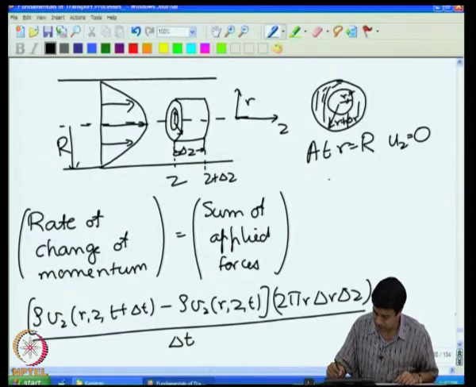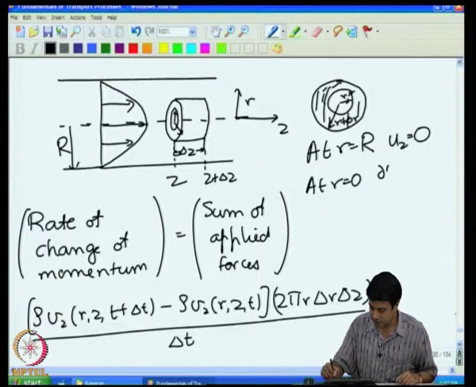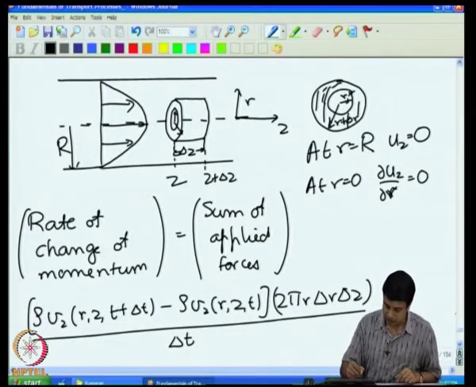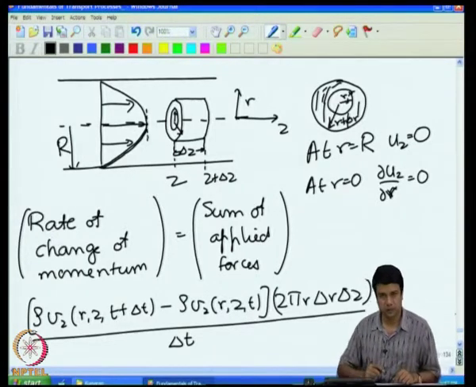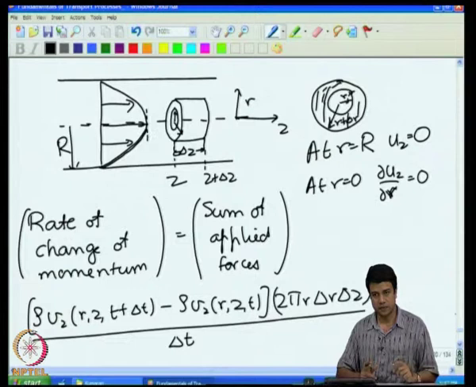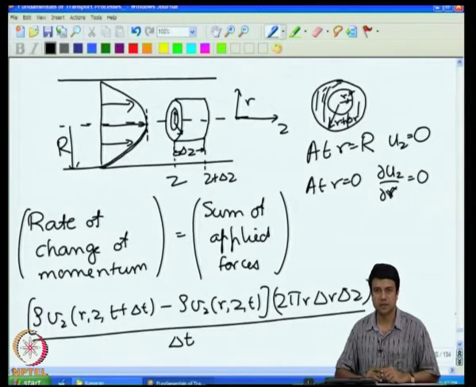In this case itself, at r is equal to 0, symmetry will require that du_z by dr has to be equal to 0. There is a slope of the velocity at the origin itself, it has to be 0. Otherwise, as you come from different sides, you will get different slopes for the velocity as you approach the center.